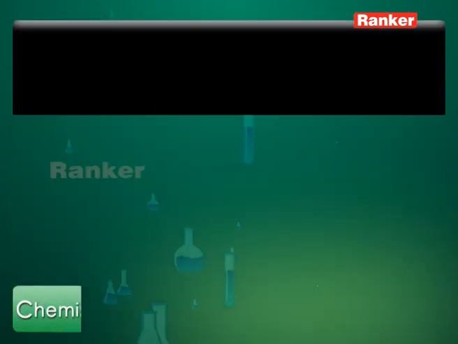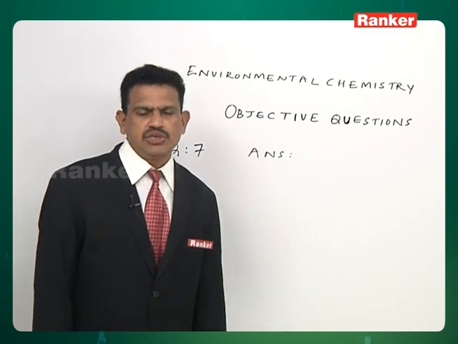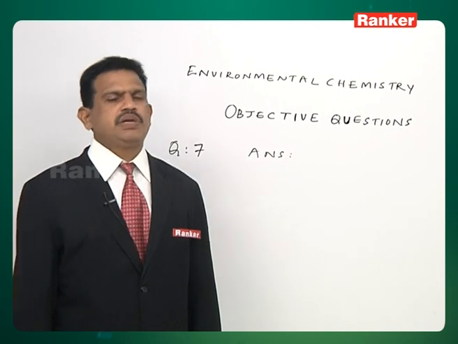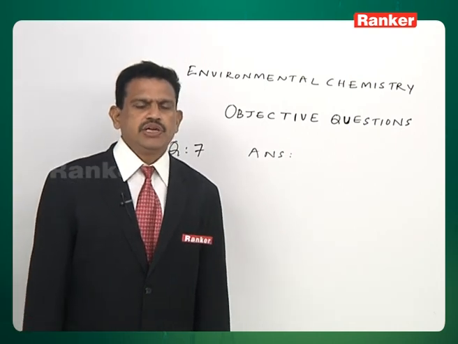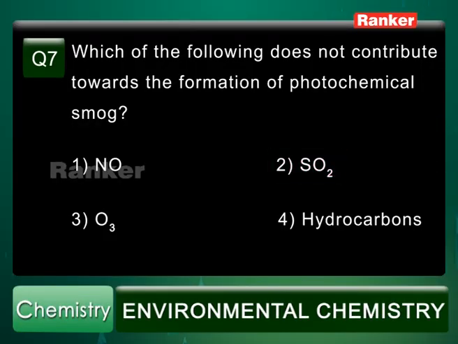Moving to question number 7. Which of the following does not contribute towards the formation of photochemical smog? Which is not responsible to produce photochemical smog? Option 1. Nitric oxide. Option 2. Sulfur dioxide. Option 3. Ozone molecules. Option 4. Hydrocarbons. In the previous question also we have seen just now, the one that does not contribute towards the formation of photochemical smog is sulfur dioxide, because it is responsible for classical smog. So, we can go for option 2 for question number 7.